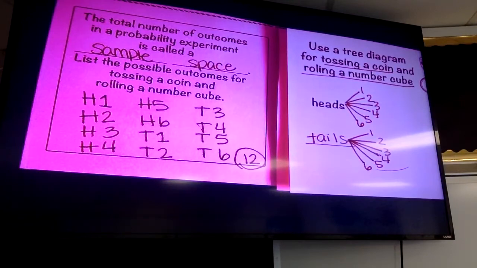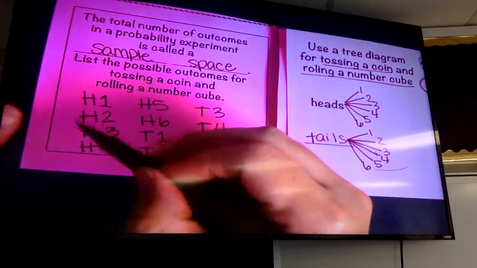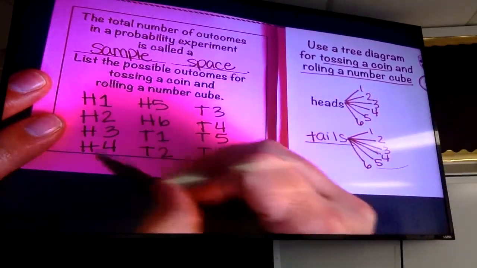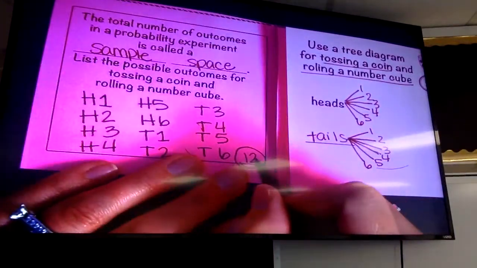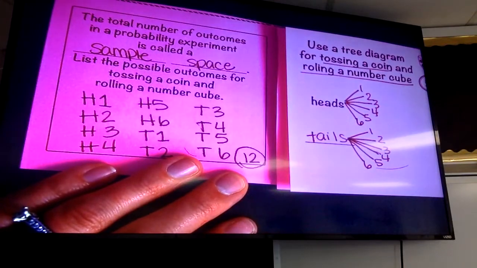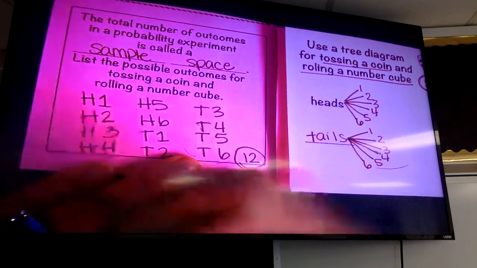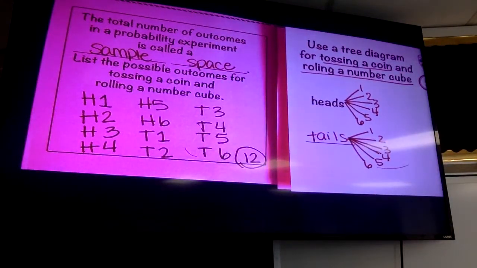So again, 3 things to learn from this. This is a tree diagram. A tree diagram helps us create a sample space, a list of all the possible outcomes. And that sample space lets us know how many possible outcomes there are if we add them all together. There's 12. Now, this is the denominator I would use if I was writing a probability.